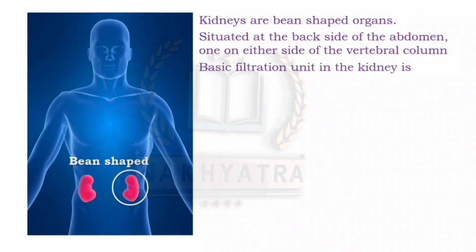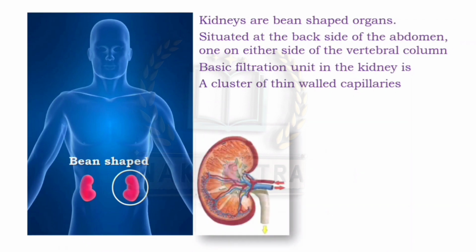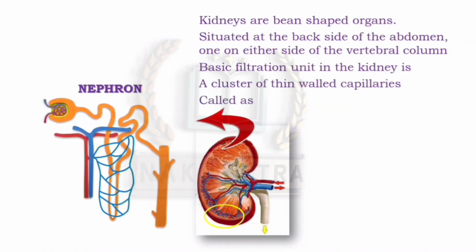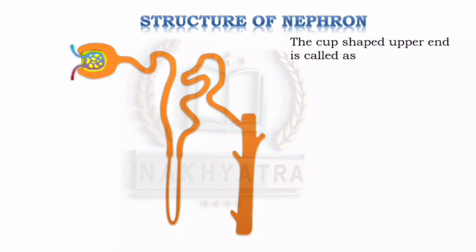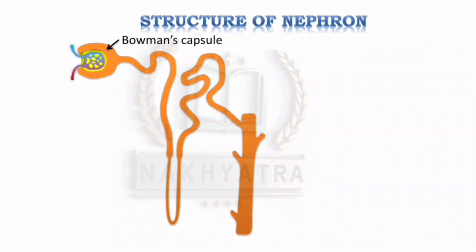The basic filtration unit in the kidney is a cluster of thin-walled capillaries. Now see the vertical section of a kidney. You can see here a cluster of thin-walled capillaries. They are called nephrons. Now let us see the structure of a nephron. The structure of the nephron is very important from your examination point of view, so please practice it. The cup-shaped upper end is called Bowman's capsule.